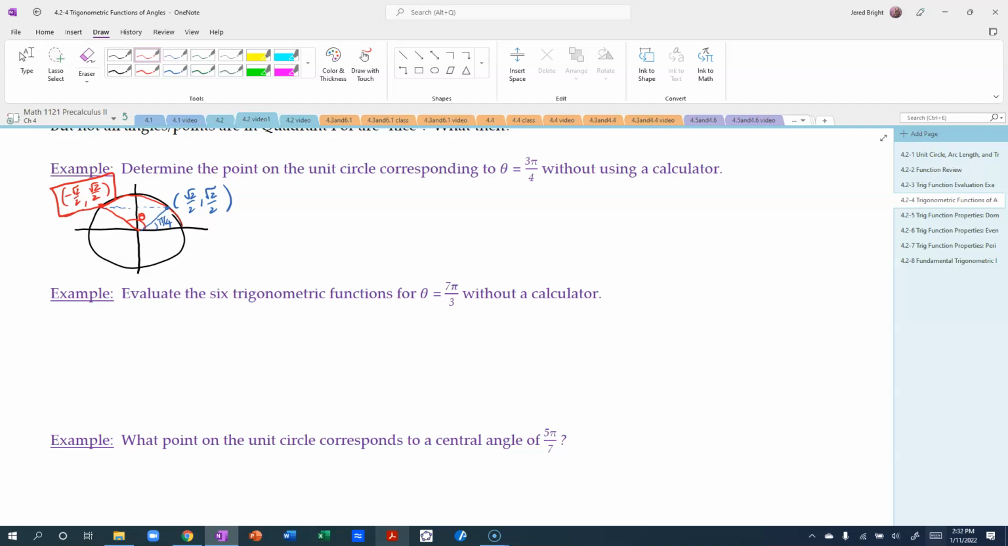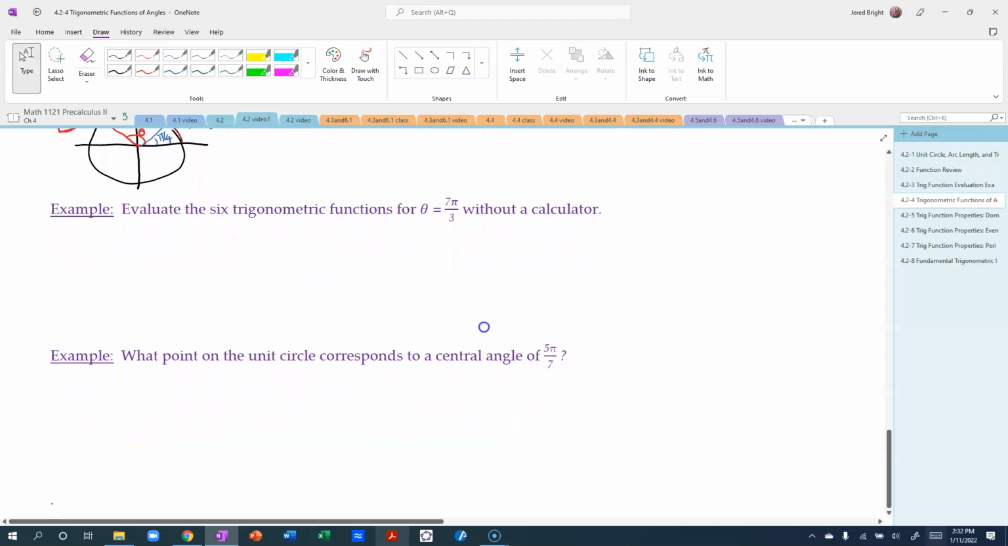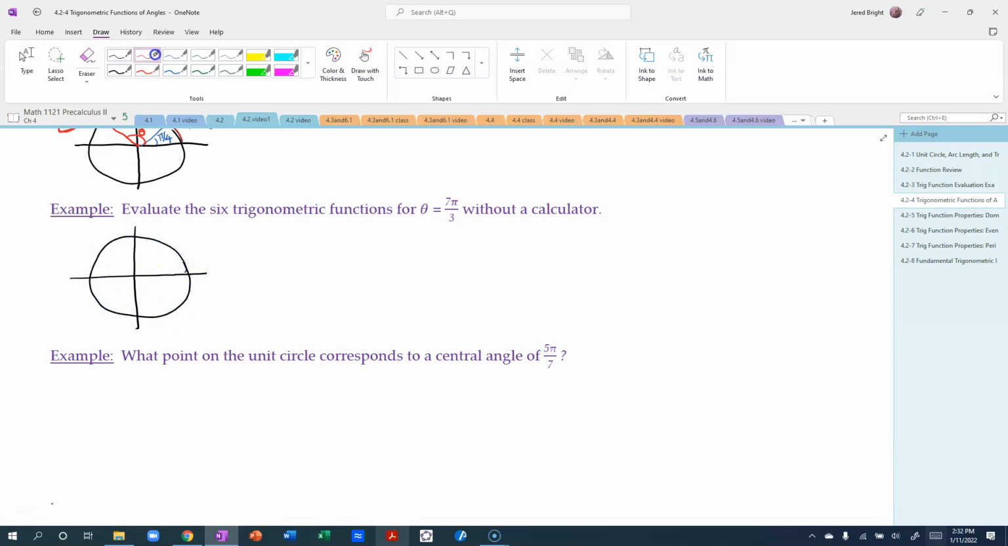Now, the second example here is a little different. It says evaluate the 6 trig functions for this angle without a calculator. Let's get a little sketch going. So 7 pi over 3. Oh boy. If I just do the division, that's like 2.33 repeating pi. So that's 2 pi plus 0.33 pi.